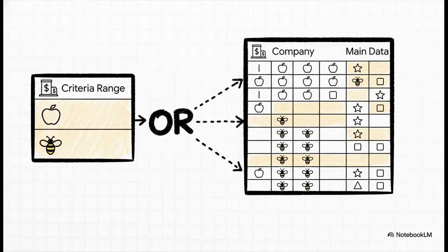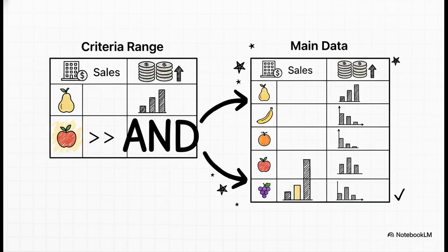So, if you put your criteria in separate rows, like our list of 11 companies, all under the customer name header, you're telling Excel, show me anything that matches company A, or company B, or company C, and so on. Perfect for that problem we just talked about. But if you put criteria in the same row under different headers, now you're creating an AND condition. You're telling Excel, only show me rows where the customer is company A and the sales are greater than $100,000. It has to meet both rules.